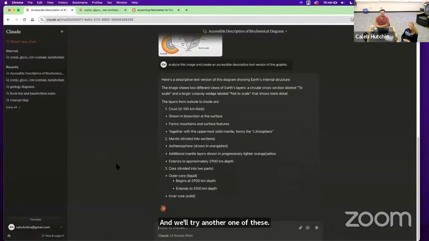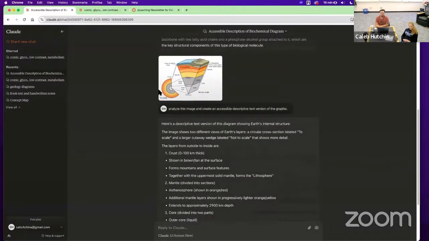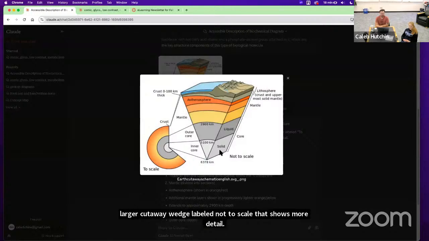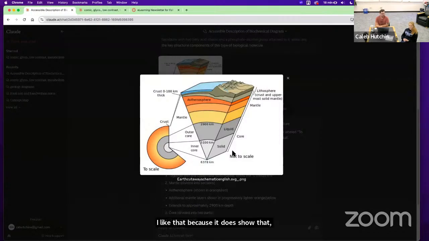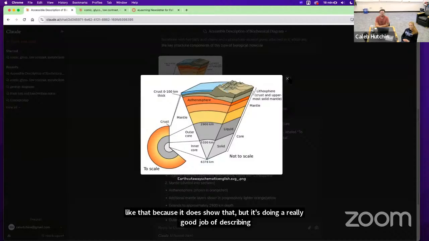This image shows two different views of the Earth's layers, a circular cross-section labeled to scale and a larger cutaway wedge labeled not to scale that shows more detail. I like that because it does show that, but it's doing a really good job of describing what it's showing, which I thought was pretty impressive there.